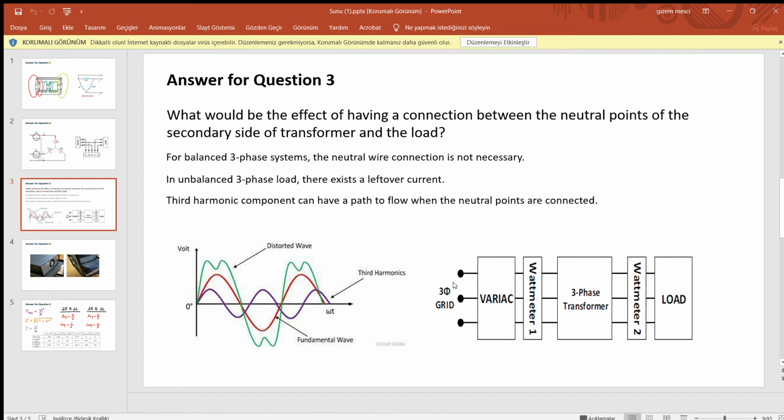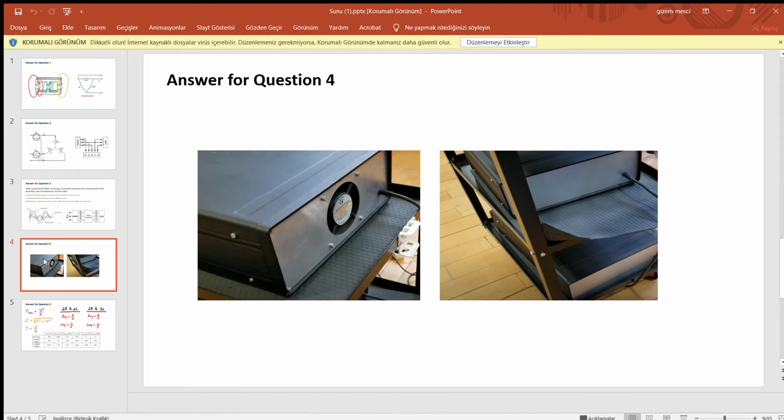As a result of this, the flux in the magnetic core will not be a sinusoidal wave and the voltages will be distorted. In other words, if the neutral point of load is connected with the neutral point of the secondary of our transformer, the third harmonic component of the current can have the path to flow and go to the supply. Because we know that in our experiment, the secondary side of our transformer is connected with the primary side and primary side is connected with the voltage supply via wattmeter, so the third harmonic component can flow into the supply and the sinusoidal voltage form can be achieved by connecting the neutral points of the secondary side and the low side. Let's continue with the fourth question part.